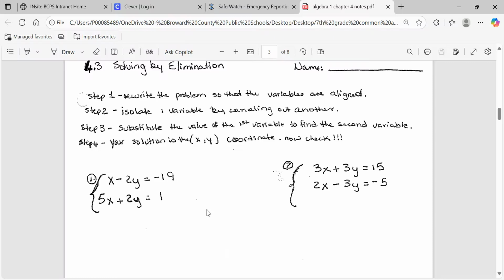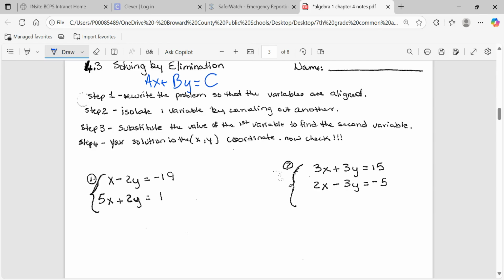Hello, algebra. Today we are moving to 4.3, solving systems of equations by elimination. If we're going to do elimination, our first step is to rewrite the problem so that the variables are aligned. We want to do elimination, especially if it is in standard form, that's your ax plus by equals c.